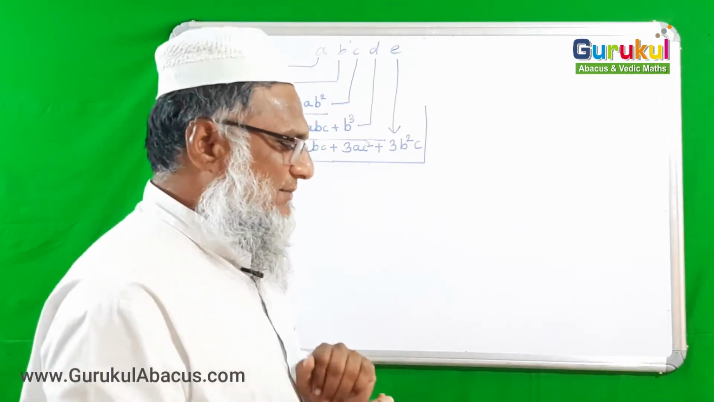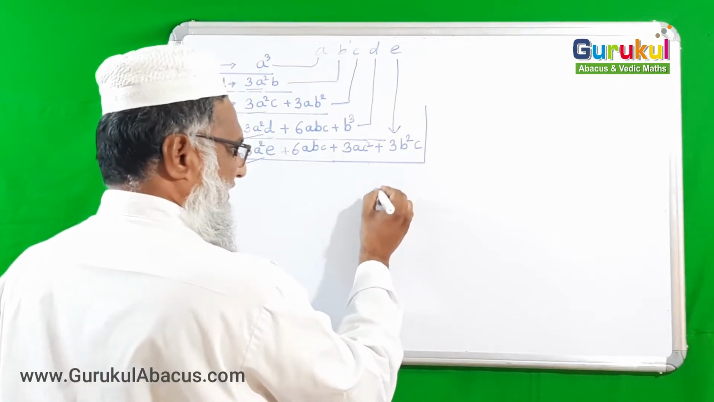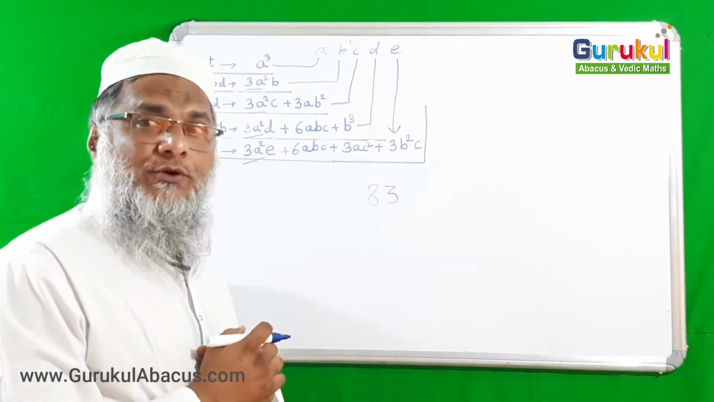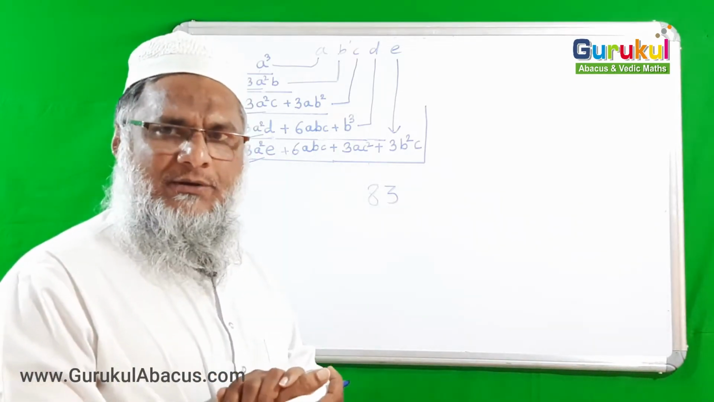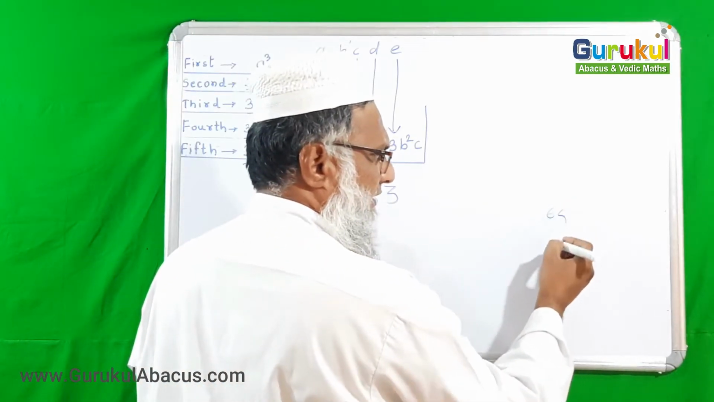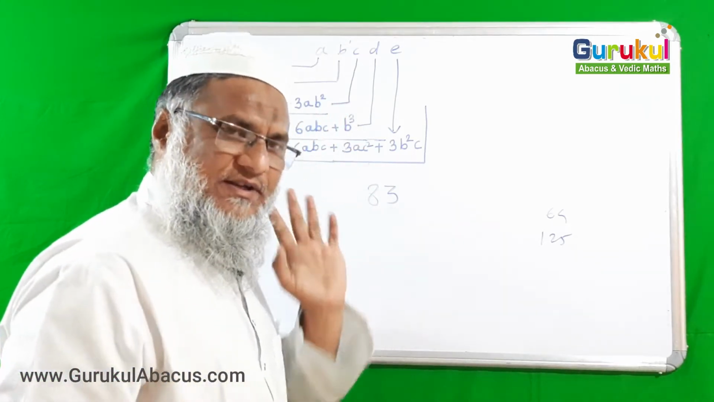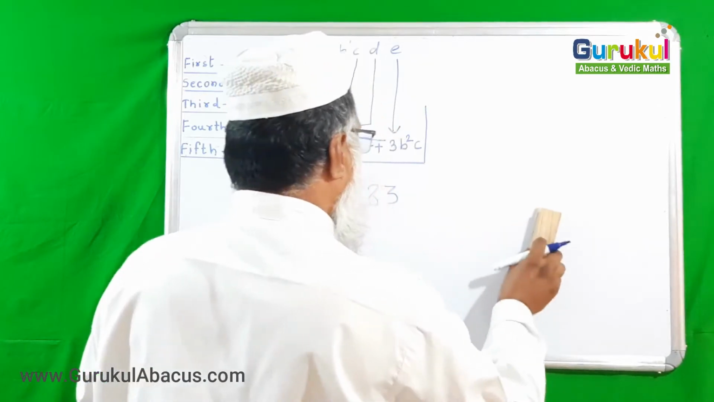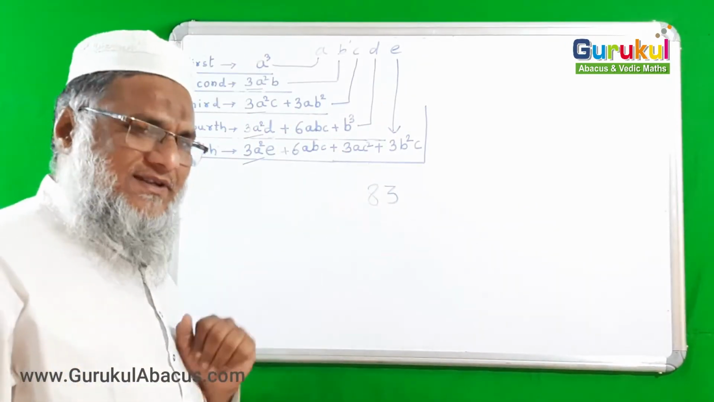It is a very simple example, don't worry. Suppose there is a number 83 and we have to find its cube root. Obviously 83 is not a complete cube number, because we know that the cube of 4 is 64 and the cube of 5 is 125. It is between them, which means it is definitely an incomplete cube number. So now we are finding the cube root of this given number.